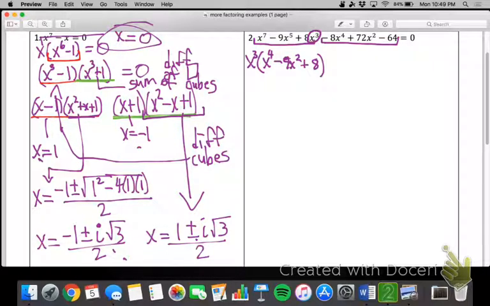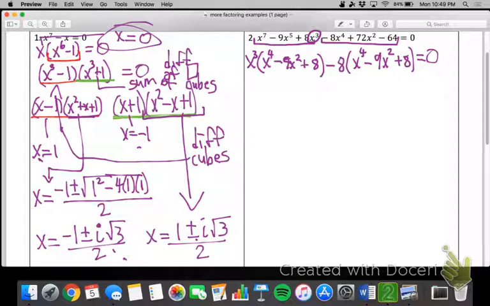All right, and then for my next 3 terms, the greatest common factor is going to be a negative 8, right? Because of this constant term, not all the terms have an x. So my best bet is to factor out just a negative 8. So negative 8 times x to the 4th, and then 72 divided by negative 8 would be a negative 9x squared. And then negative 64 divided by negative 8 would give me a plus 8.